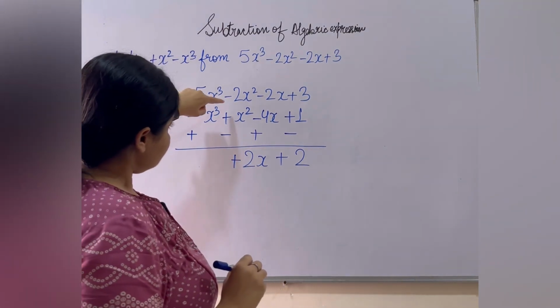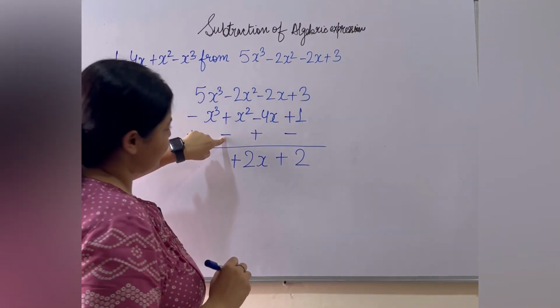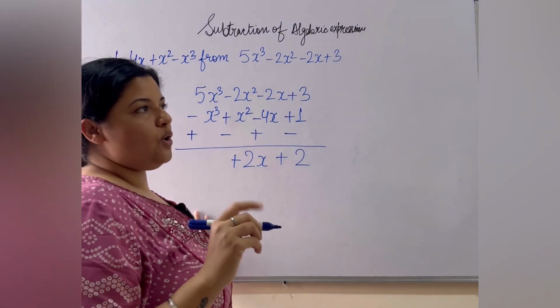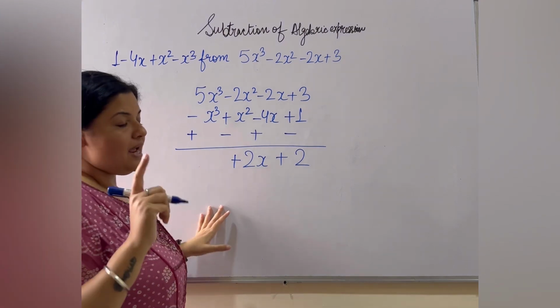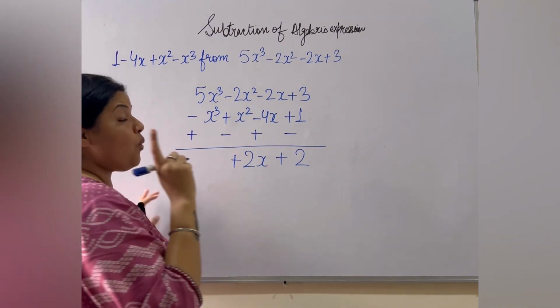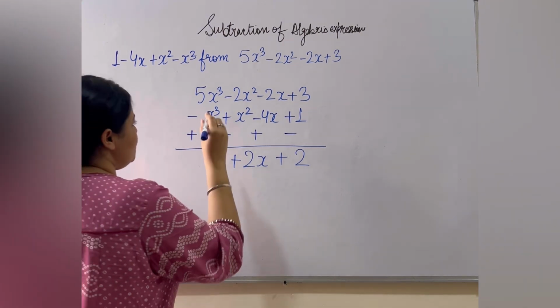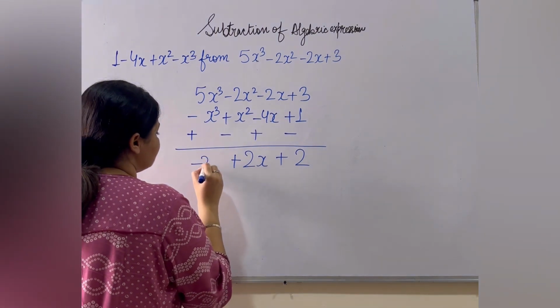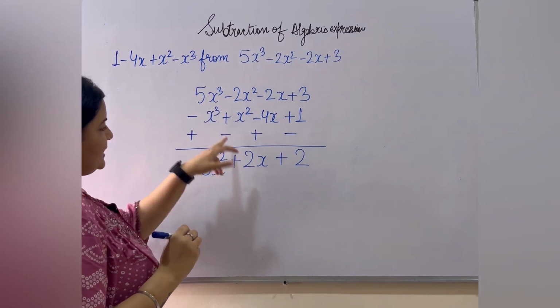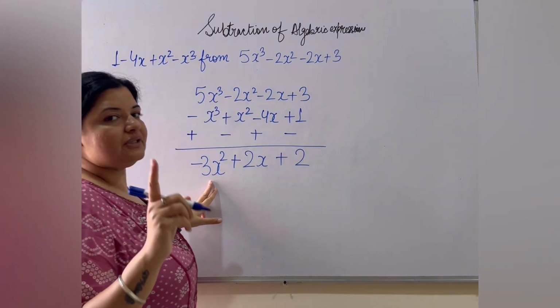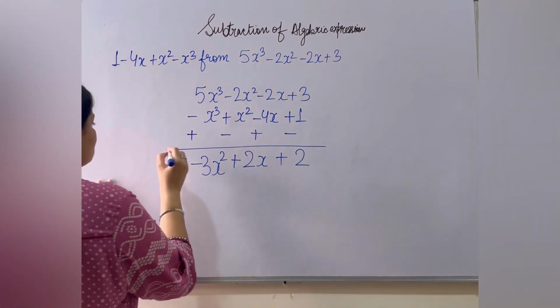Now minus minus plus, but there is always a sign of minus. Minus 2x minus x square. Minus x square means 1x square. So we will write here 2 and 3 gives us 3. So minus minus plus, but we will put the sign of minus 3x square.